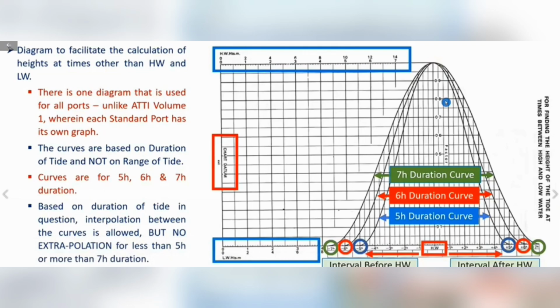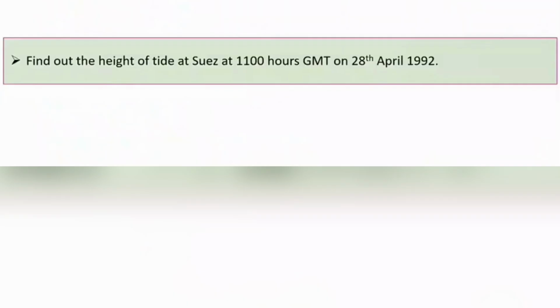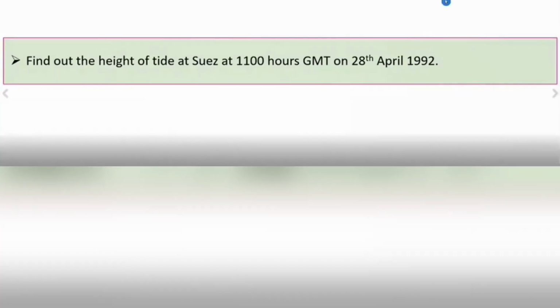procedure is more or less the same. So let's go ahead. Having completed the familiarization process, now let's solve some questions and apply what we have learned. Find out the height of tide at Suez at 1100 hours GMT on 28th April 1992.